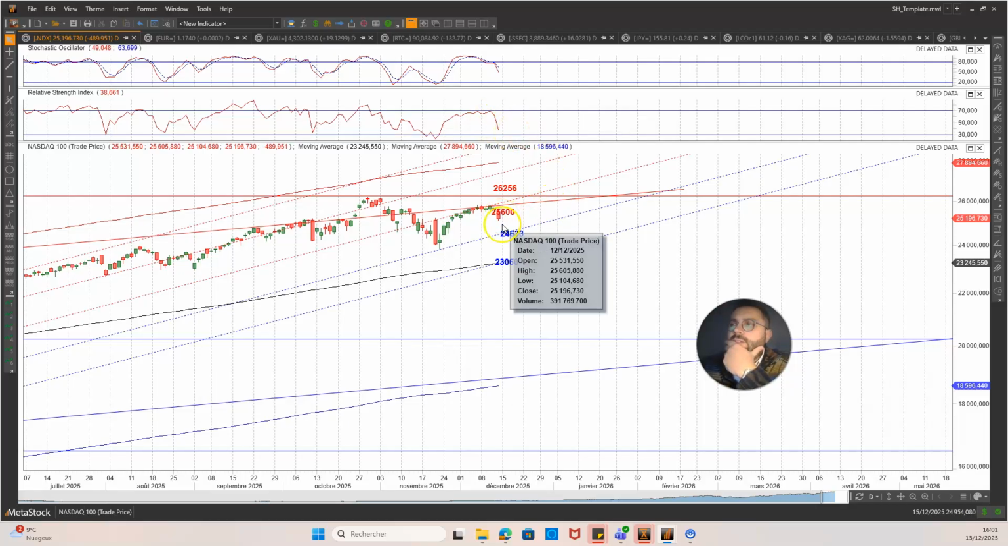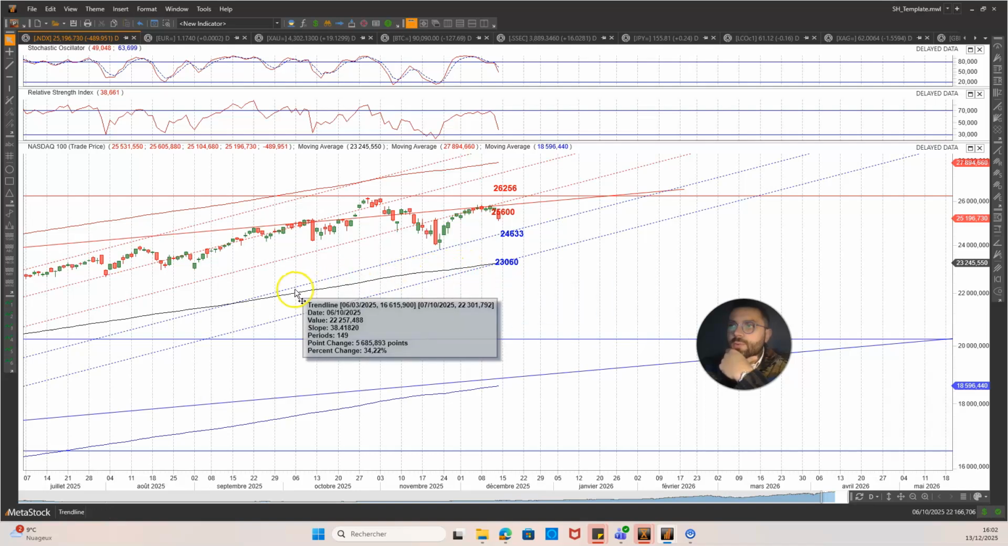If prices break through the support and go down to 23,060 points, we have another important support here, combining both the secondary trend support and the 200 days moving average right here.